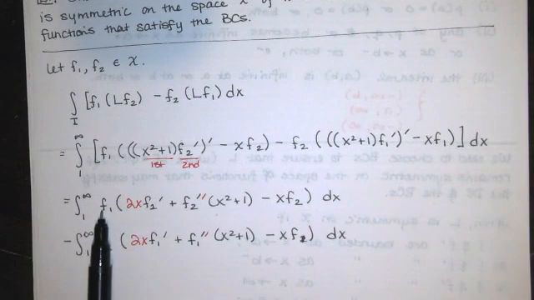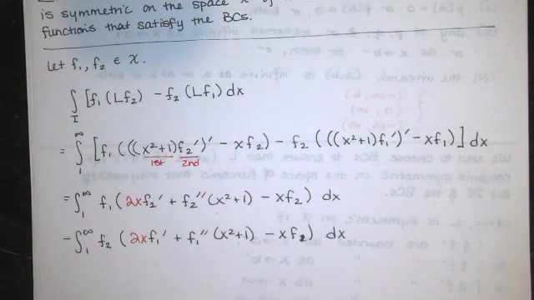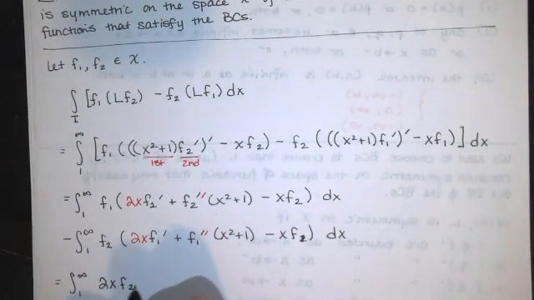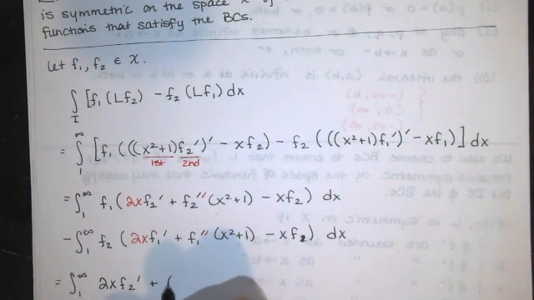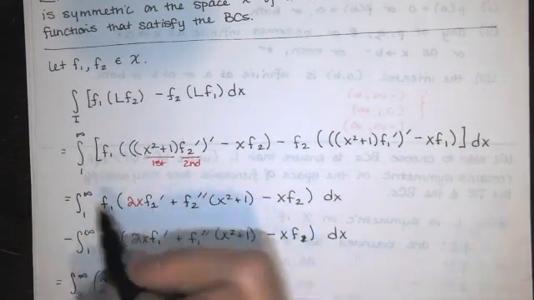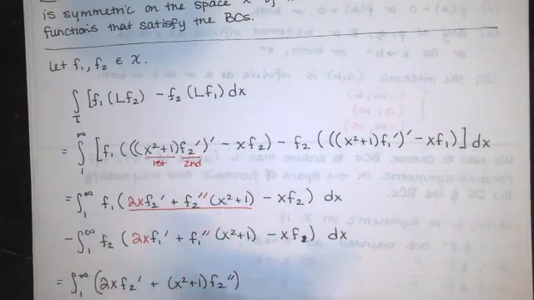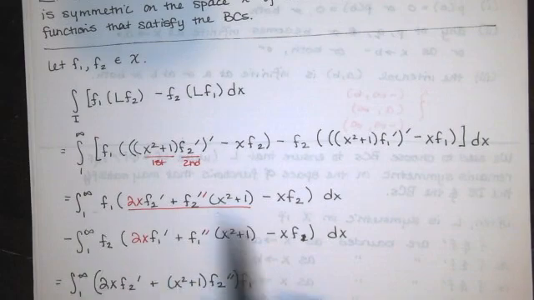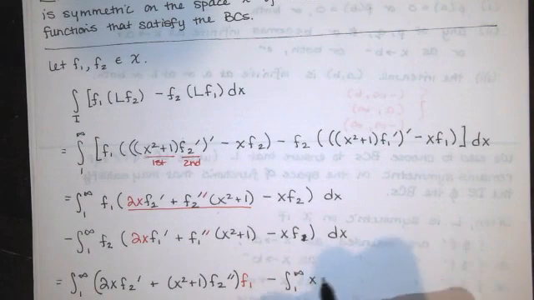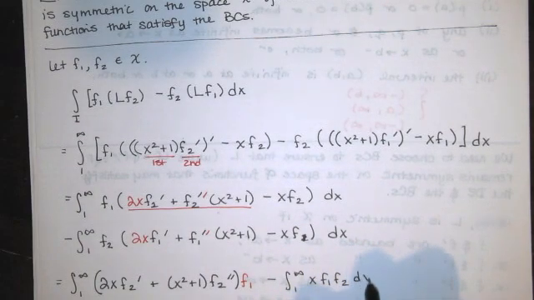And if we want now, we can distribute this F1 to everything here and here. I'm just simplifying the integrand now. Got 2x f sub 2 prime plus x squared plus 1 times f sub 2 double prime. All of that, I'm distributing that f1 to it. I'll take that and I'll multiply by f1. And then here I'll have minus the integral from 1 to infinity of x times f1 times f2 dx.